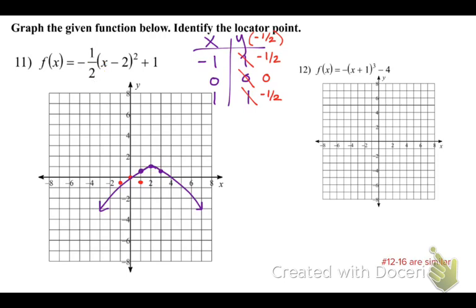Now, for number 12, I want you guys to tell me where the locator point would be. So using the fact that this is your parent function and using all these transformations that are happening, I want you to tell me where your locator point would be. So that one that was at 0, 0, where is it now? So go ahead and answer that question for number 12.